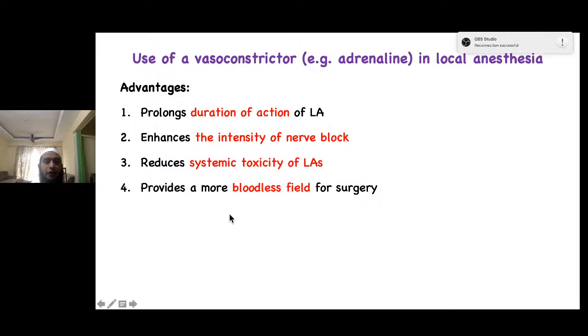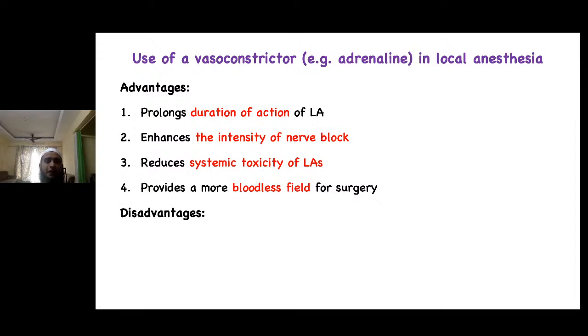Fourth one, it provides a more bloodless field for the surgery, since it reduces the blood supply. Especially for the surgeon, the comfortable thing is that there should be less loss of blood. Okay, and due to the vasoconstrictor, this can be achieved by adrenaline. What adrenaline does, it produces vasoconstriction, and due to that it provides a more bloodless field for the surgery.